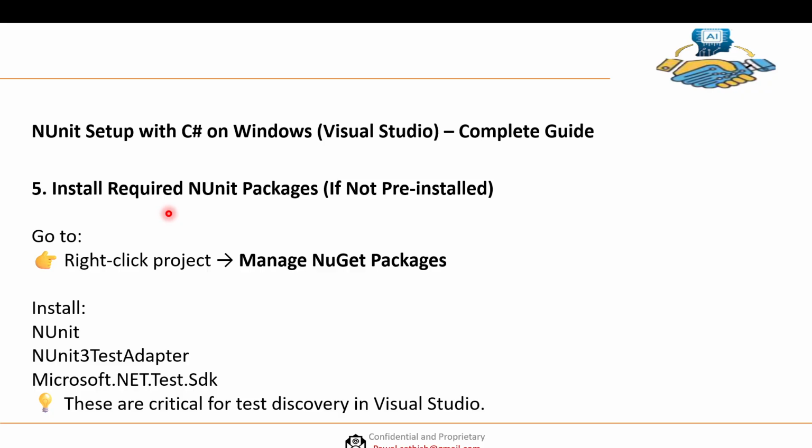If we have not installed NUnit, we first need to select the console application. After that, right click on the project and navigate to Manage NuGet Packages. From NuGet packages, we need to select NUnit, then NUnit 3 Test Adapter, and Microsoft.NET.Test.SDK. These three libraries are required when we use NUnit in C Sharp in Visual Studio. We'll see how to install them if NUnit is not pre-installed.